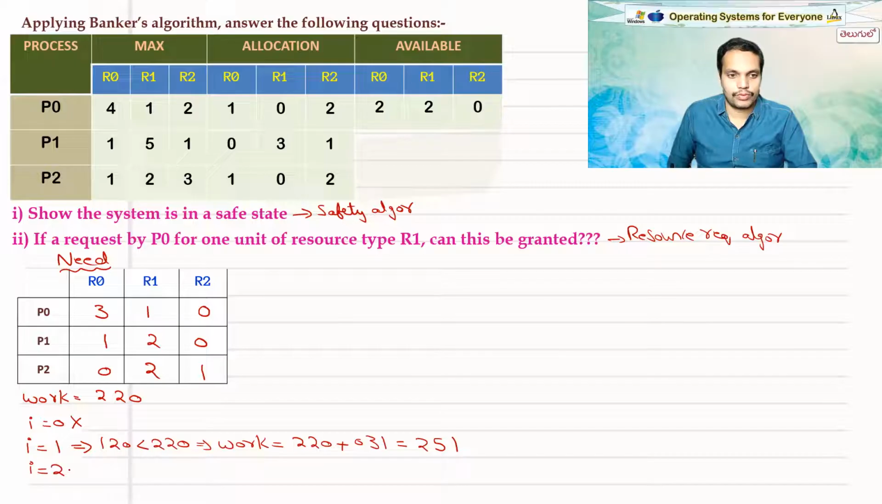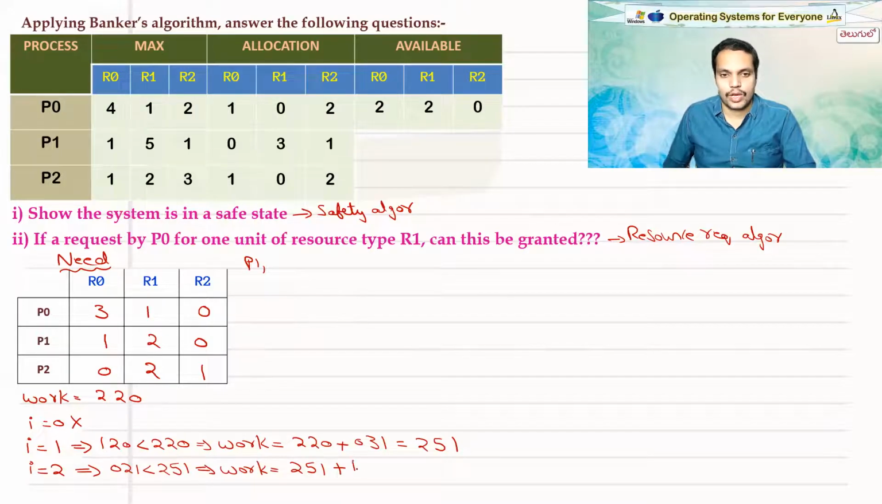I is equal to 2. So the safe sequence here will be first P1, comma, for I is equal to 2. The need is 0, 2, 1. 0, 2, 1 is less than 2, 5, 1. So now I have to update my work. Work is equal to 2, 5, 1 plus what is the allocation? 1, 0, 2. 1, 0, 2, which gives me 3, 5, 3.